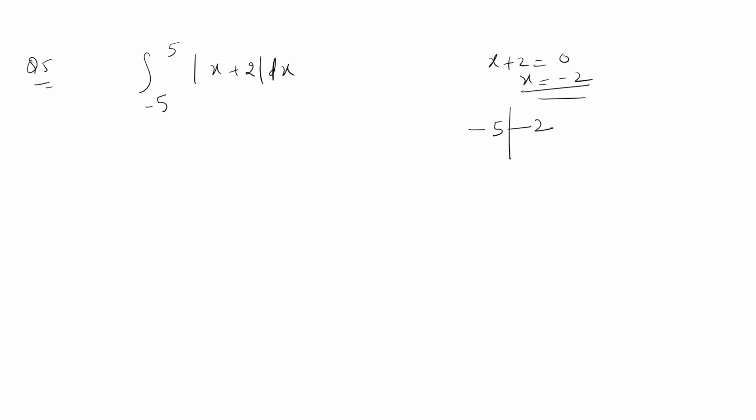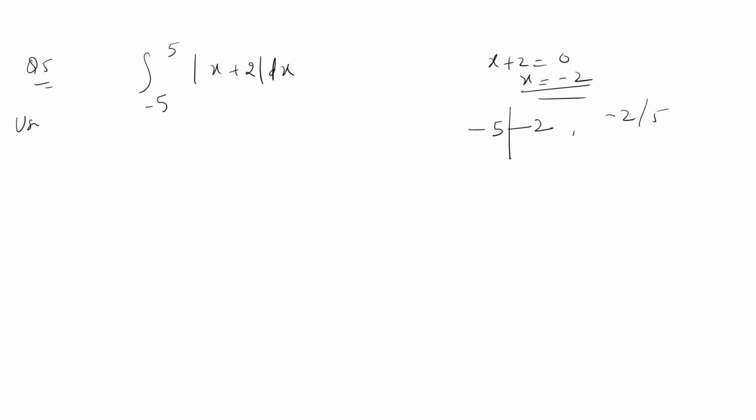So question number 5 is the integral from minus 5 to 5 of mod of x plus 2 dx. Now you very well know the zero of this x plus 2 is minus 2. So the limit will break from minus 5 to minus 2, and then minus 2 to 5.